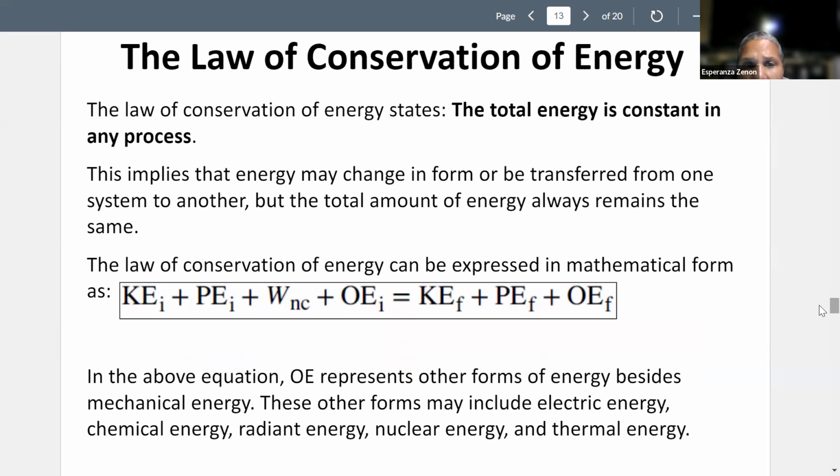And what are some other forms of energy? Chemical, electrical, nuclear, thermal, radiant, all of those different types are other forms of energy. And when we look at the totals in our systems, then for it to be conserved, the total must always stay the same.